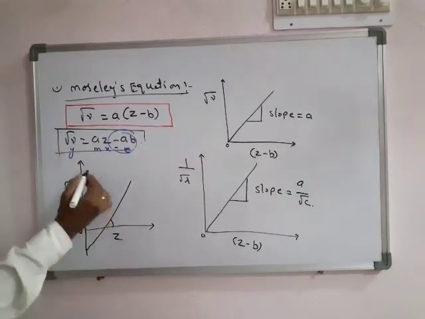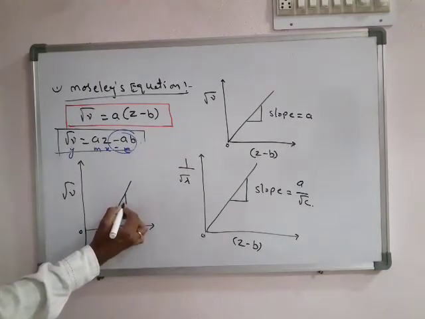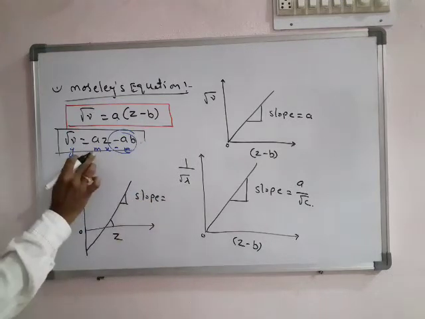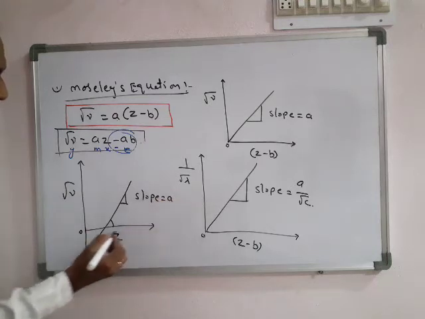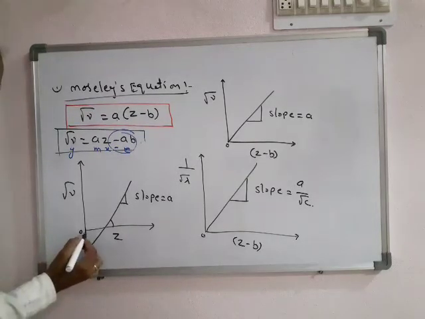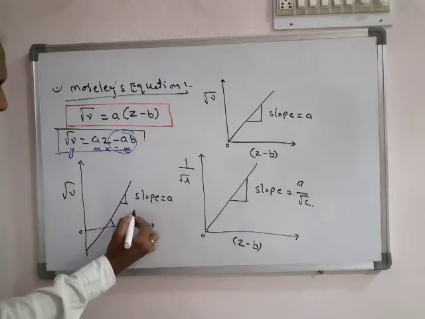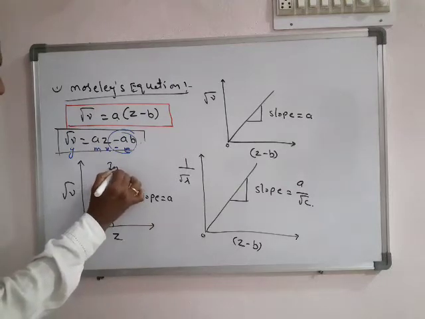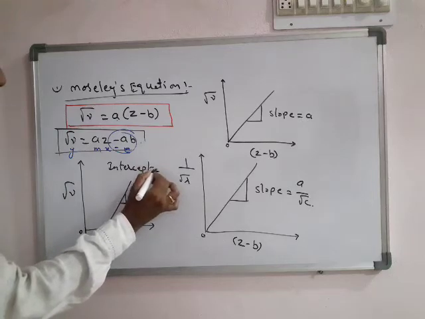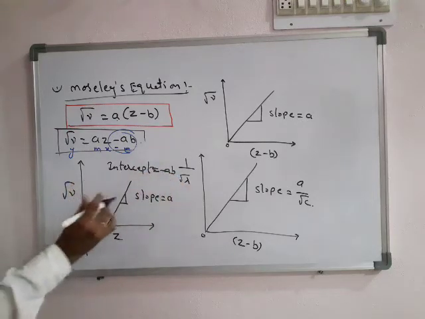So this is x. What will be the slope of this graph? Slope is equal to how much? That is A. Now what is the intercept? Intercept is how much? That is AB on this axis. Okay. That is called intercept. Intercept is equal to minus AB.